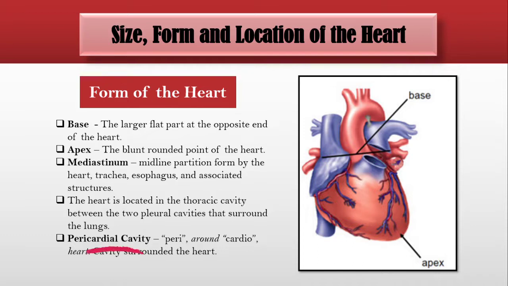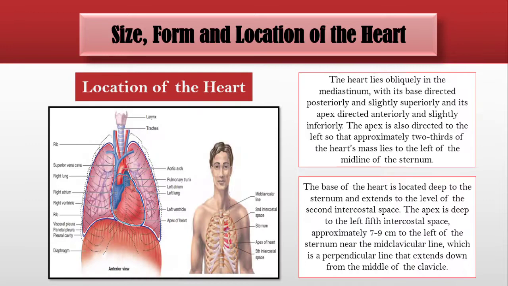So, pericardial cavity, from the word peri, around, and cardio, heart, it is the cavity that surrounds the heart. To make it more clear, as you can see in the picture, the heart lies obliquely in the mediastinum, with its base directed posteriorly and slightly superiorly and its apex directed anteriorly and slightly inferiorly.